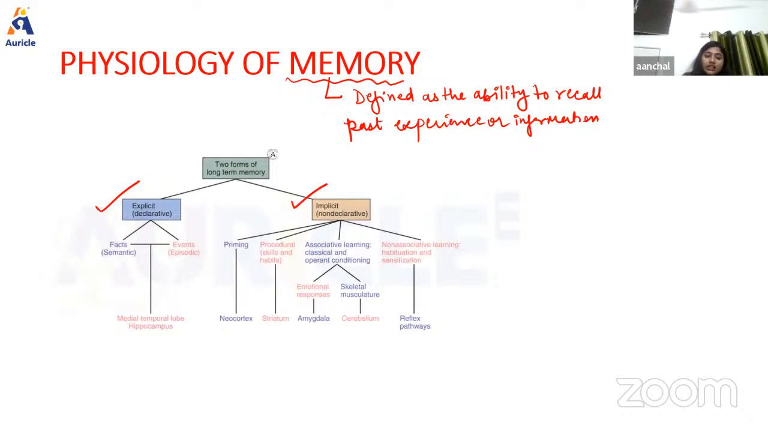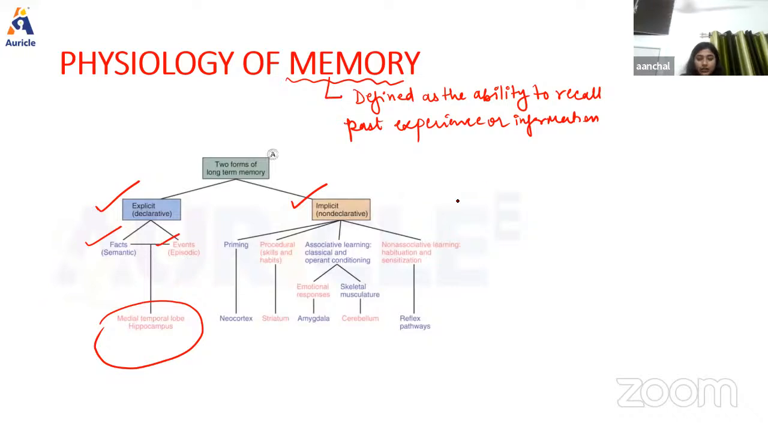So all these things are included in explicit memory. Also, explicit memory involves the hippocampus and the medial part of the temporal lobe. So all the facts and events are included in explicit memory. Okay, now next we have implicit.